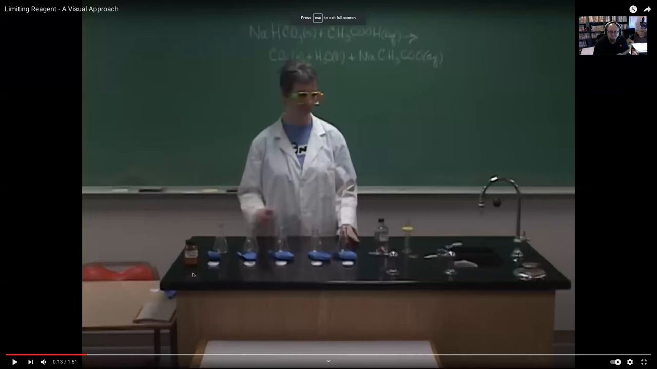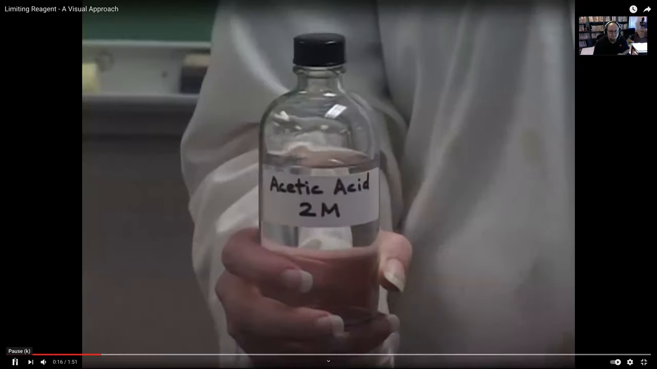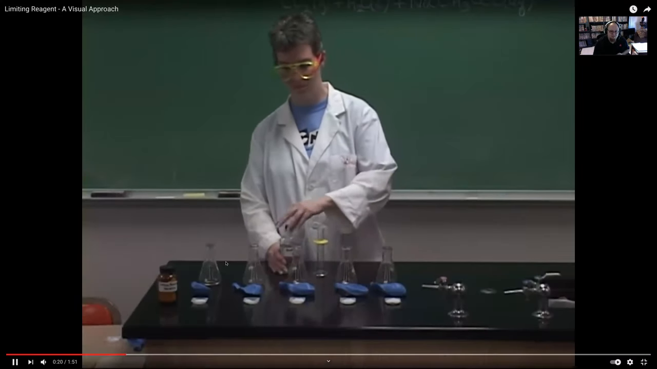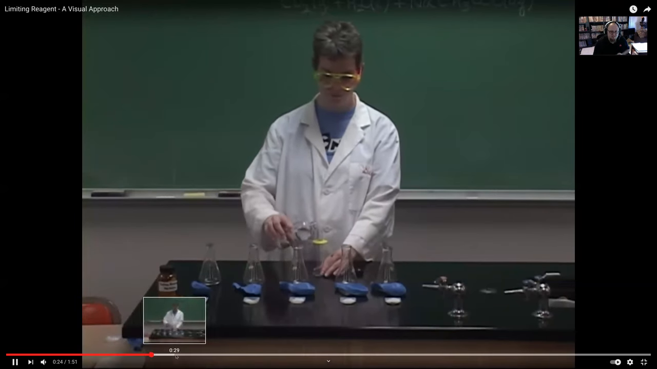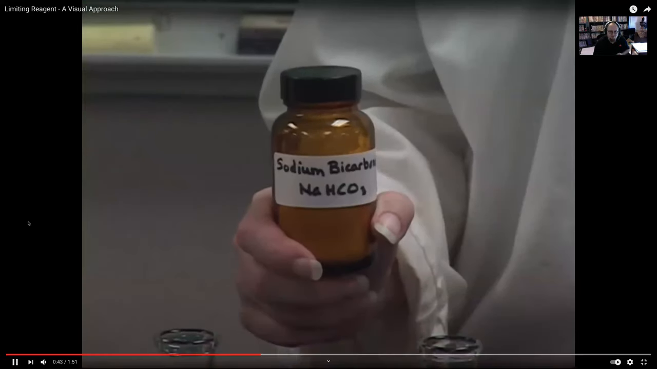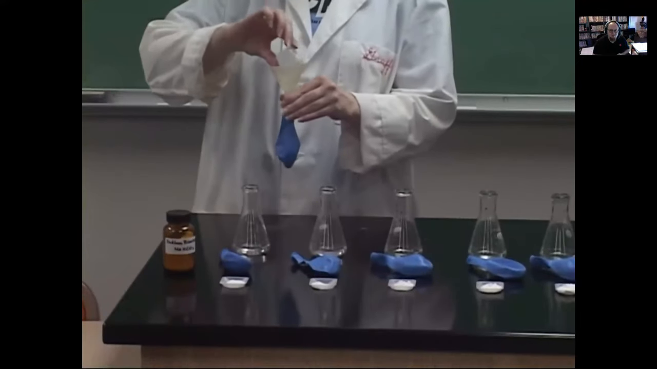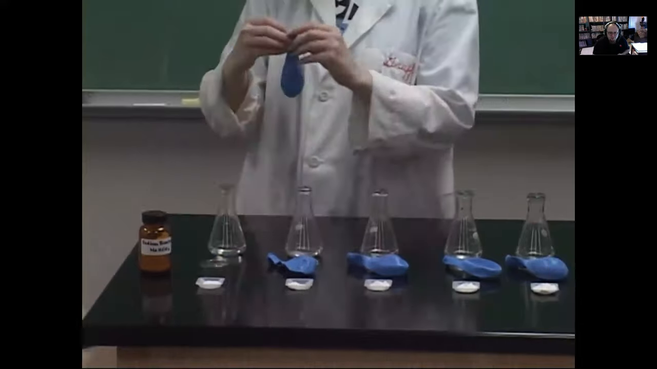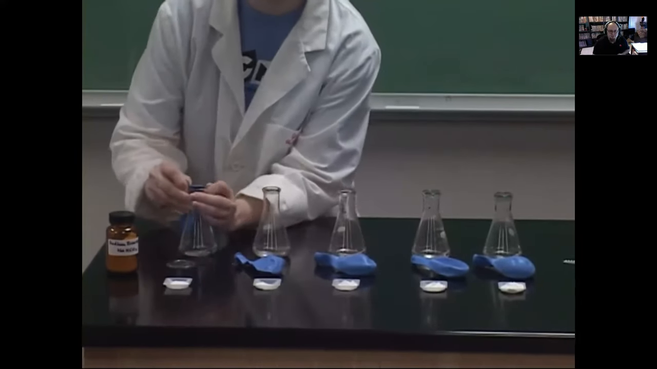It's kind of hard to tell here, but each one has the same amount of acetic acid. Acetic acid is vinegar. And she's going to pour the exact same amount of acid into each of these flasks, which I'm going to jump forward because you don't need to watch her slowly pour it. Sodium bicarbonate, that's baking soda. And she's going to add some baking soda to each one. If you look at the little things in front of each balloon, you can see that when we go from left to right, there's more baking soda.